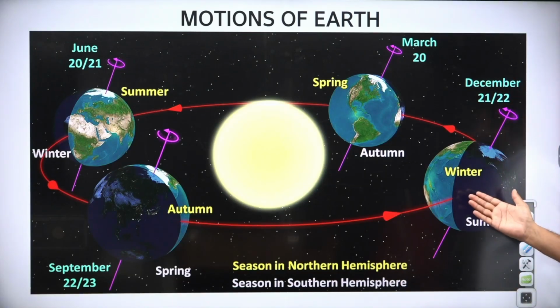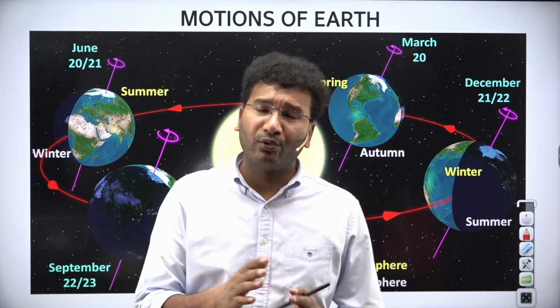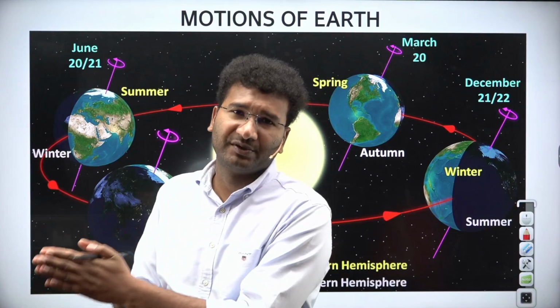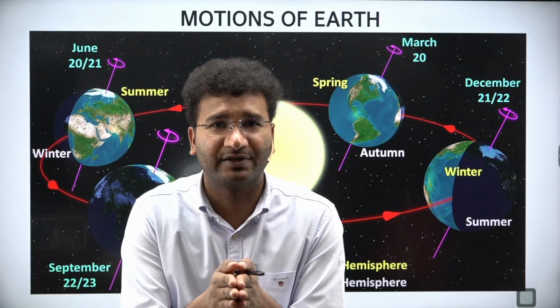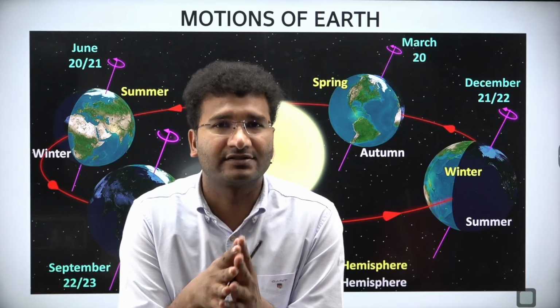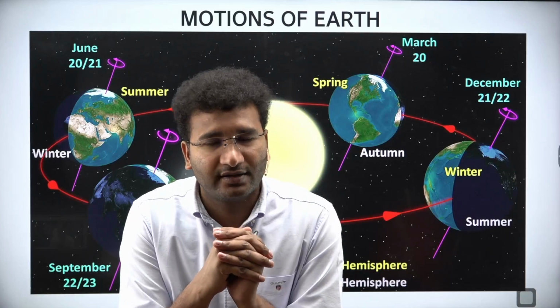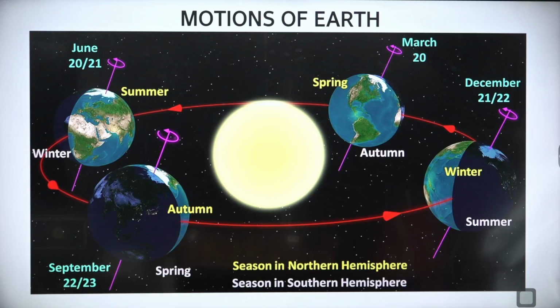December, you have winter, and geography is always studied with respect to the northern hemisphere. We don't consider what is happening in the southern hemisphere because the entire geography books are written by people in the northern hemisphere. So that's the reason why we consider the northern hemisphere as the reference, right? Clear? So this is the northern hemisphere and the southern hemisphere.